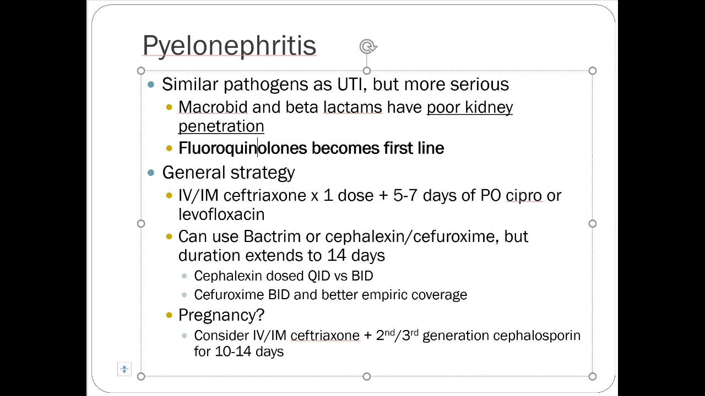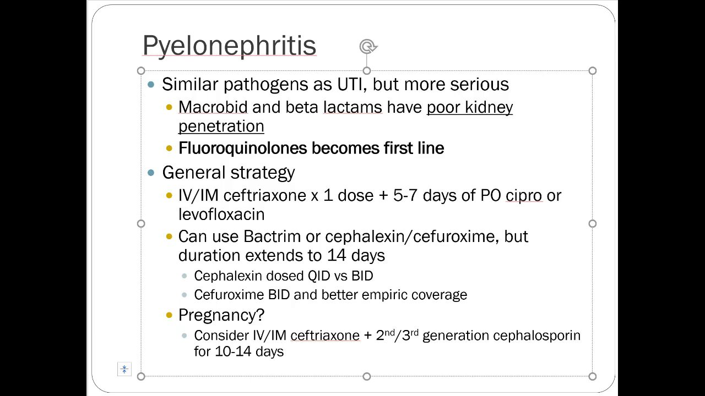Are our first line here. So despite the fact that I just told you Cipro has 15% resistance, it still becomes a first line agent for pyelonephritis. So our general strategy is give IV or IM ceftriaxone times 1 dose. That's something you can do in the urgent care or ED you work at.